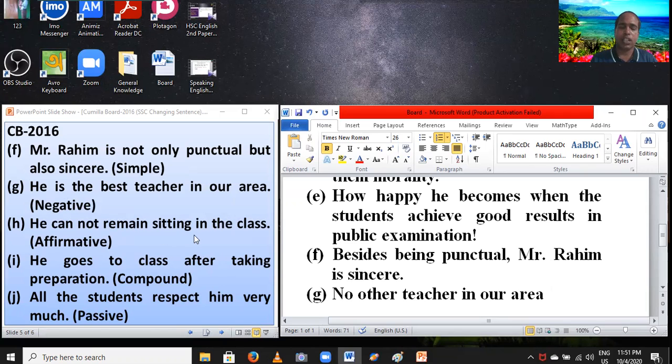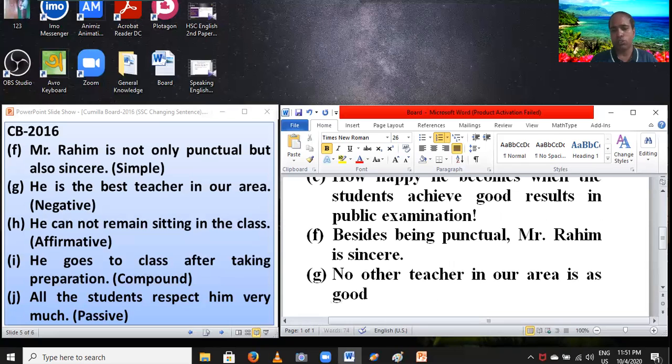And you have to set a singular verb. Singular subject, singular verb are used after no other. So you have to set is, I-S, is. And you have to set as. And then you have to set adjective 1 instead of adjective 3, G-O-O-D, good. And then you have to set as. You have to write the subject of this sentence. No other teacher in our area is as good as he.